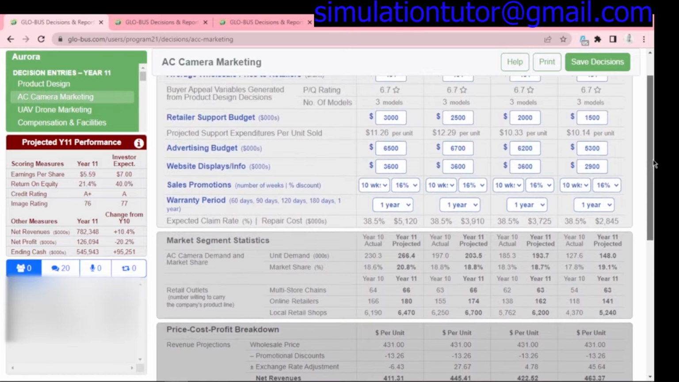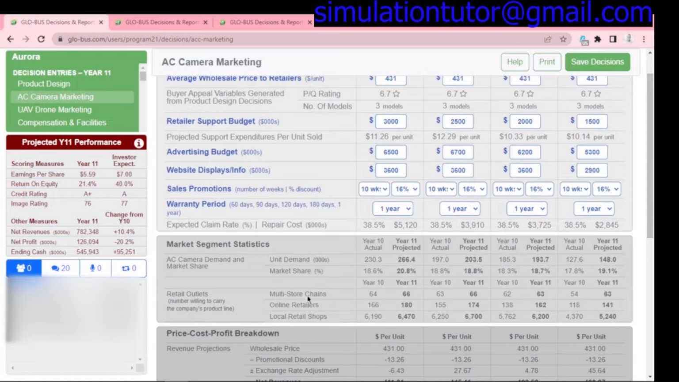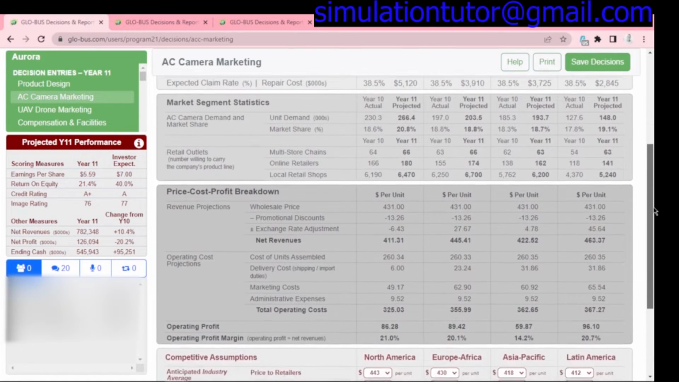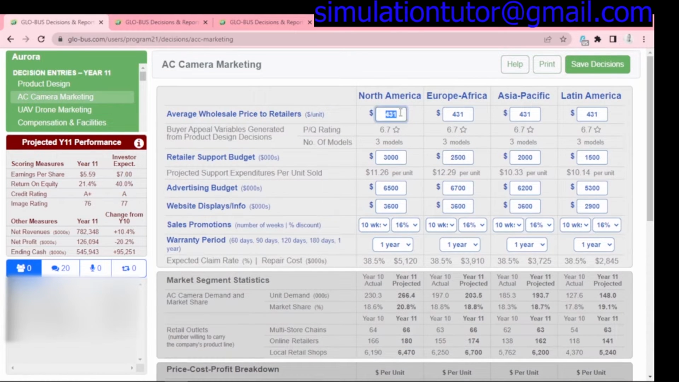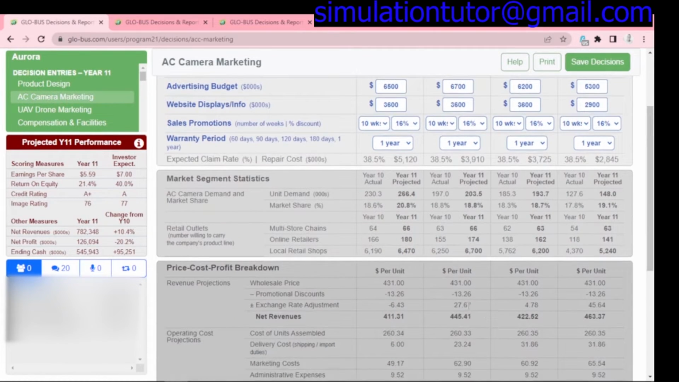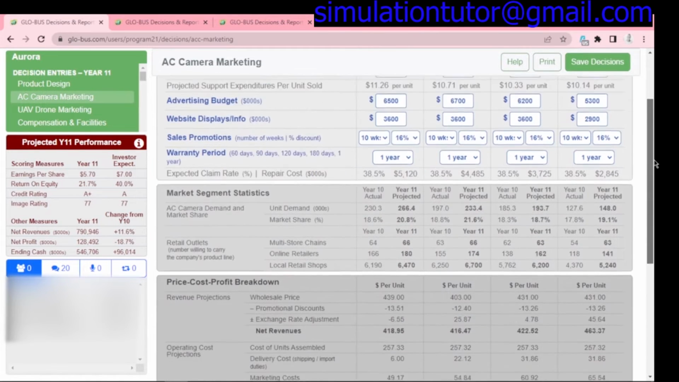Remember, all the products are produced in Taiwan, so you have to export them and import them. So the exchange rate adjustment impacts the price that we charge. Like in North America, we are losing about $6, this about $7. So maybe I can pump up the price by $8. So this will be 439. In Europe, Africa, the exchange rate, we are gaining about 27, so we can lessen this by almost 30 or maybe 28. So instead of 431, we can charge them 403. We can set the wholesale price at 403.